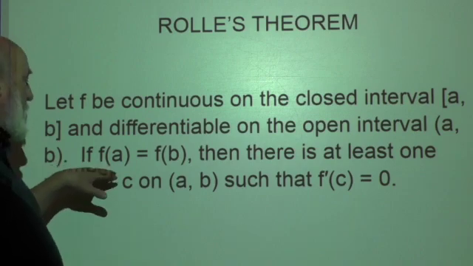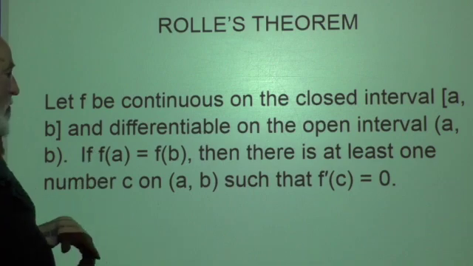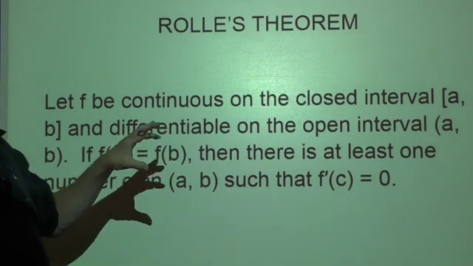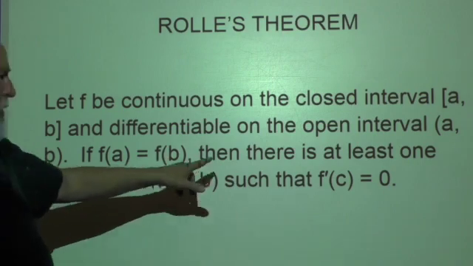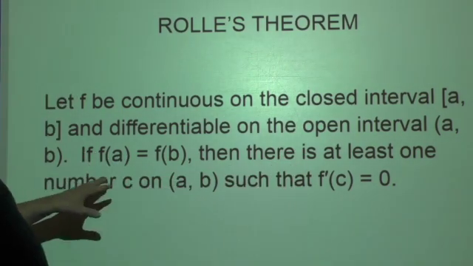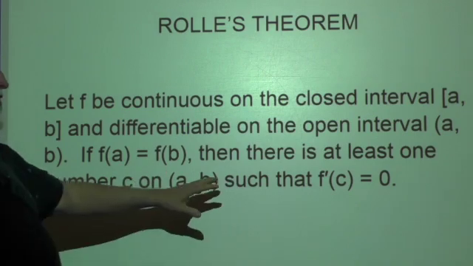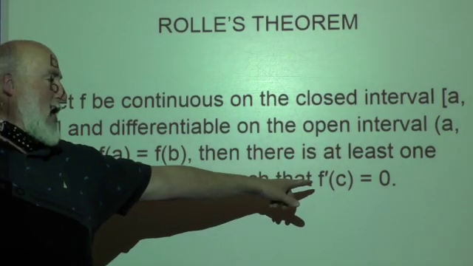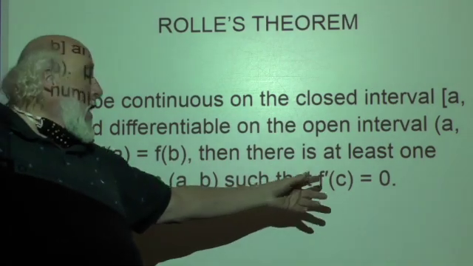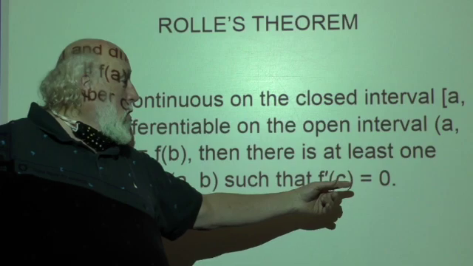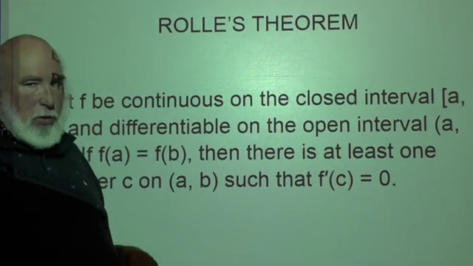If the function of a equals the function of b, so the two endpoints of your interval, if both function values are equal to each other, then there's at least one number c on that interval a, b such that f prime of c, or the derivative at c, or the slope at c, or just plain slope, equals 0. So we've got to have the horizontal slope at that point.